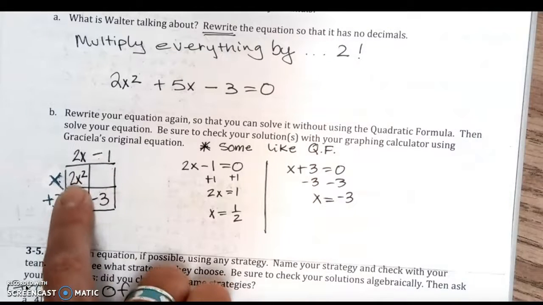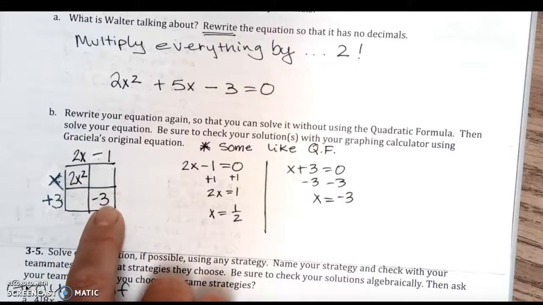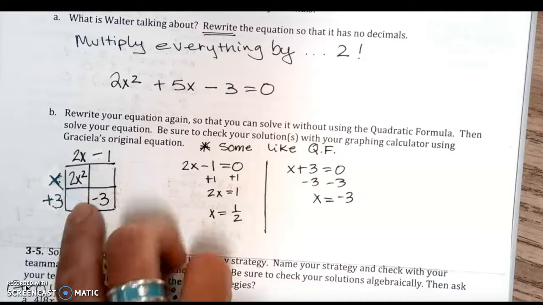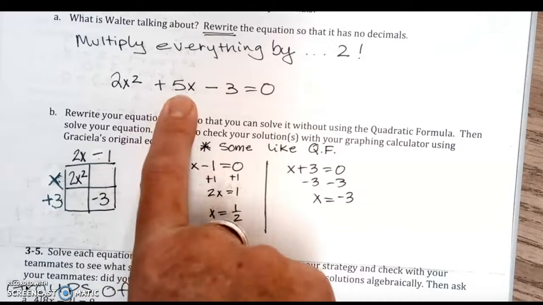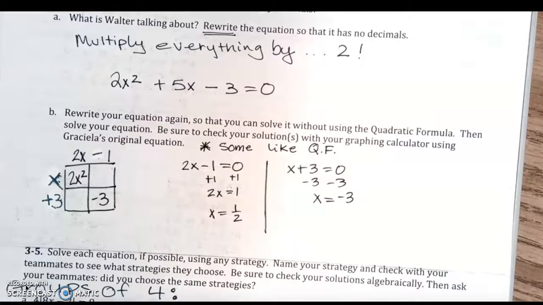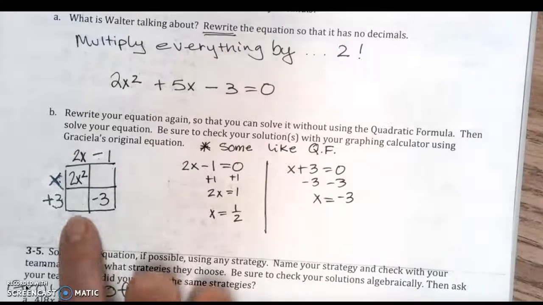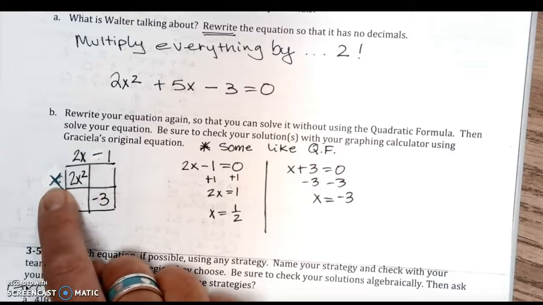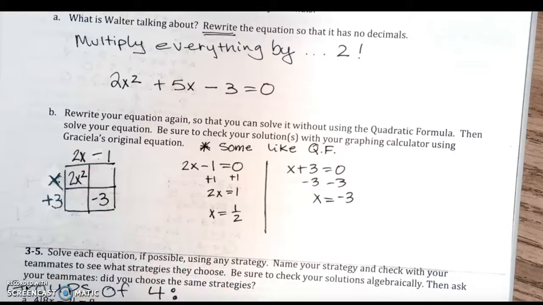So I filled in the 2x squared and I filled in the minus 3. Now these two boxes need to combine to get your 5x. Okay? With the 2 and a 3, you can get 6. And with a 1 and a 1, you can get 1. Okay? So let's see. For the 2x squared, it's going to be x and it's going to be 2x. There's nothing else it could be, right?